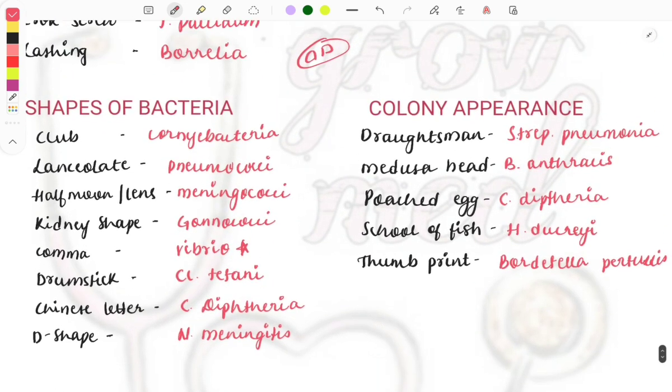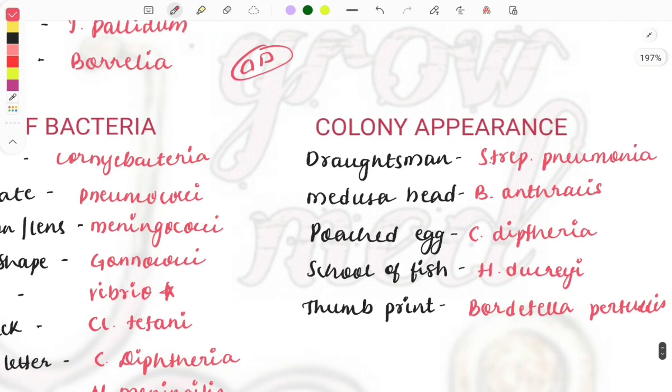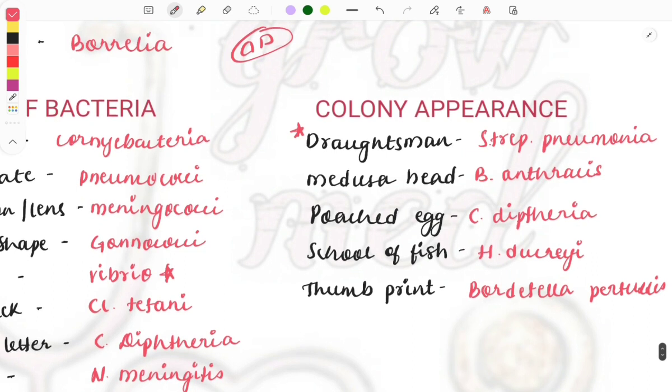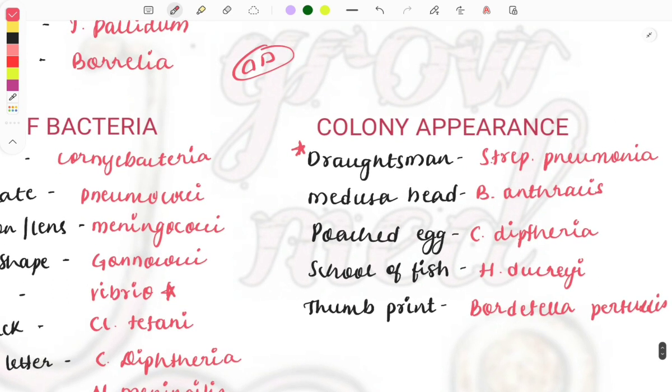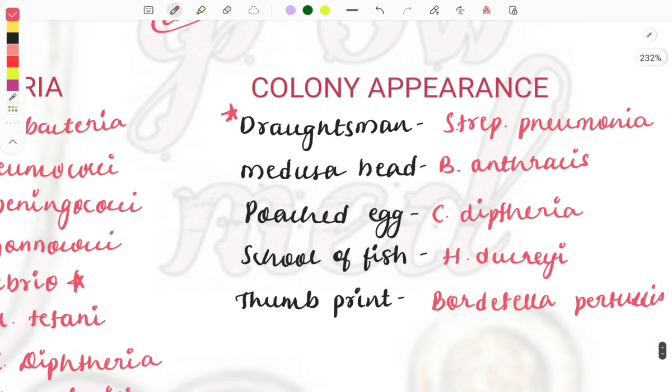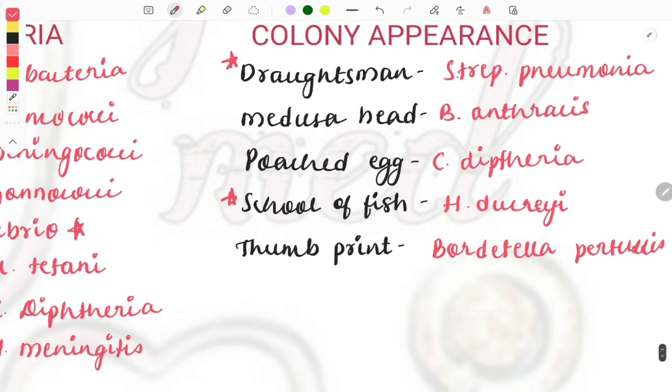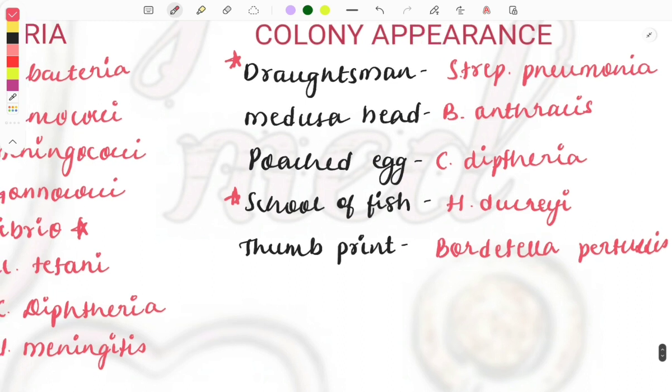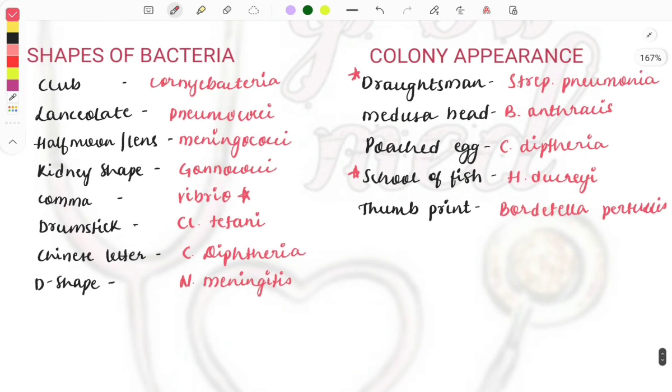Then the colony appearances, which are important. Draughtsman colony is seen with Streptococcus pneumoniae, and this one is important because questions have been asked many times, and image based questions have also been asked on this. Medusa head, which we have already discussed, is seen with Bacillus anthracis. Poached egg, diphtheria. Then school of fish, which was also a PYQ: Haemophilus ducreyi, the causative organism of chancroid. And thumbprint, Bordetella pertussis. So these are some basic things which you must remember.